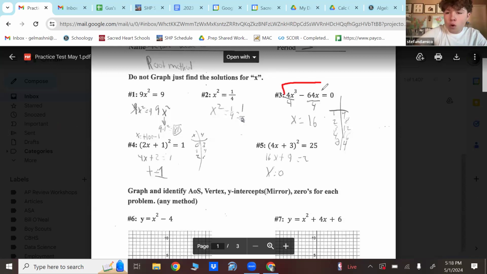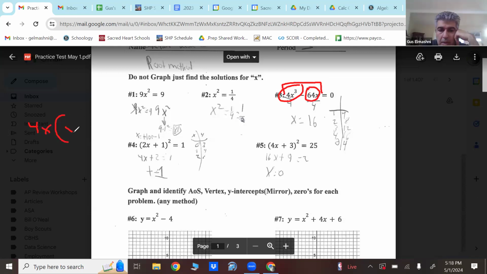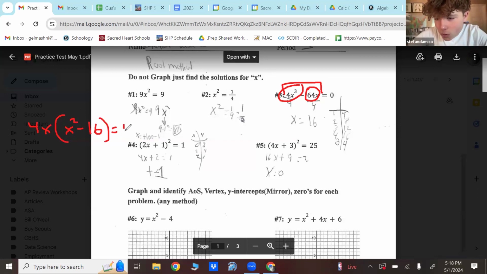What can you factor out of here? What do they have in common? 4x cubed and negative 64x. 4 and x. Yeah. When you do that, that becomes x squared minus 16. And we continue breaking it down even more.